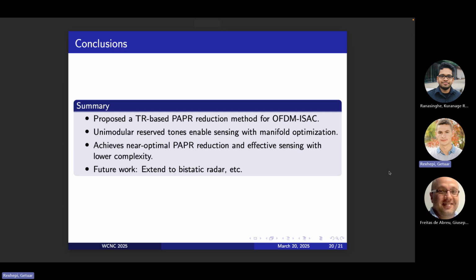Now, to conclude, I would like to again emphasize that we propose a tone reserve based PAPR reduction method for OFDM ISAC systems where the reserve tones now are not used just for dummy data but also for sensing. This sensing is done by these unimodular reserve tones, which were designed via the Manifold optimization framework. Again, this scheme achieves near optimal PAPR reduction and very effective sensing with low complexity.